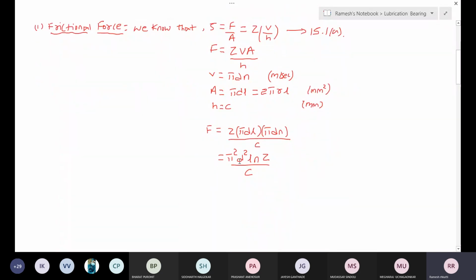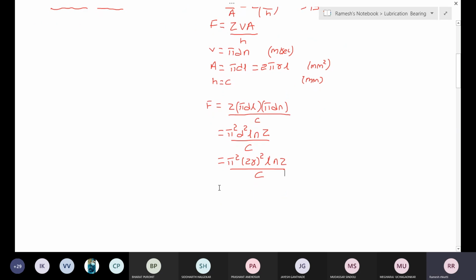d is nothing but 2 times the radius. Diameter is equal to 2 times the radius. Therefore, it is equal to pi square, d is 2r square, into L into n into Z divided by c. This will be, 2 square is nothing but 4. It is equal to 4 pi square r square L n into Z divided by c.